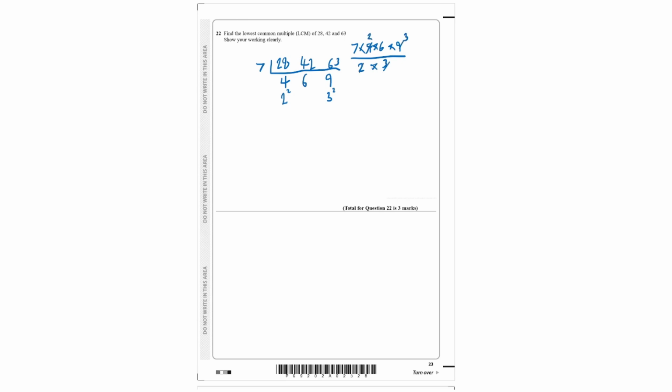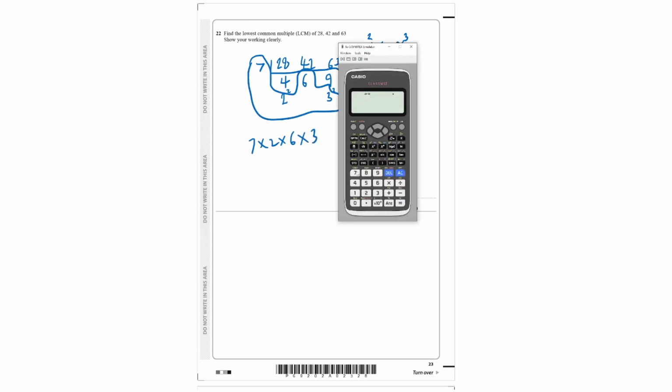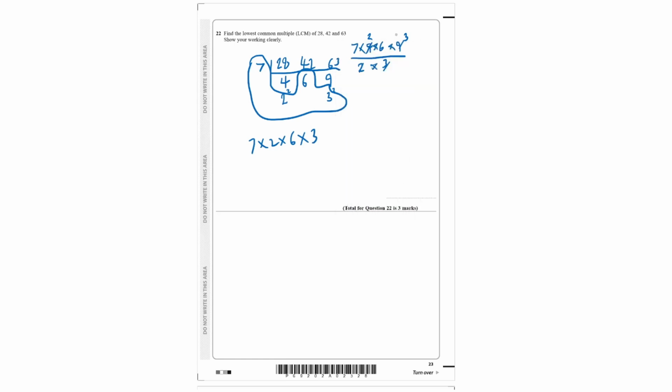So we can make our lives easier by simply writing these values alone. So we have 7 times 2 times 6 times 3. Now we can use our calculator here. We have 7 times 2 times 6 times 3 gives us 252.